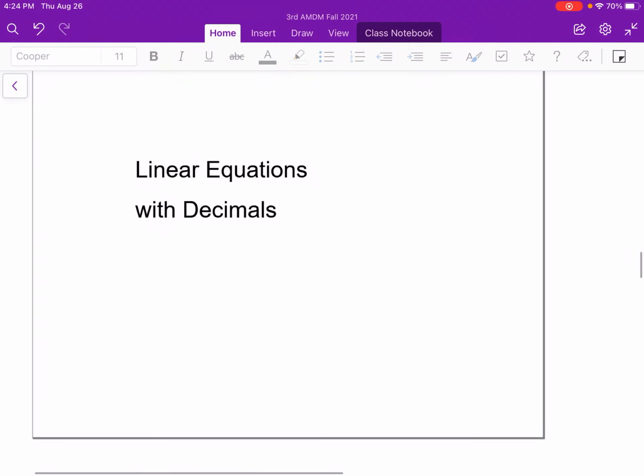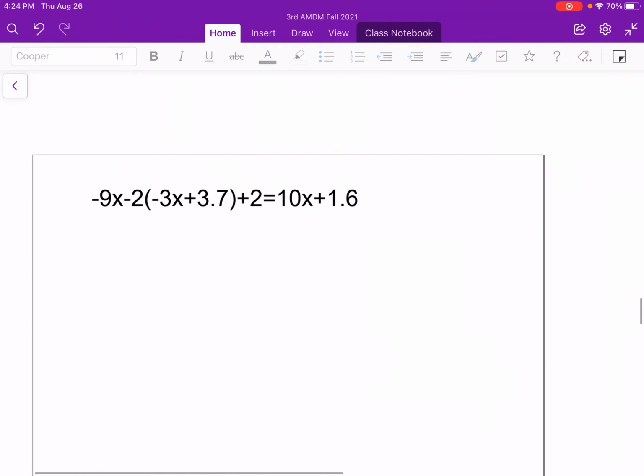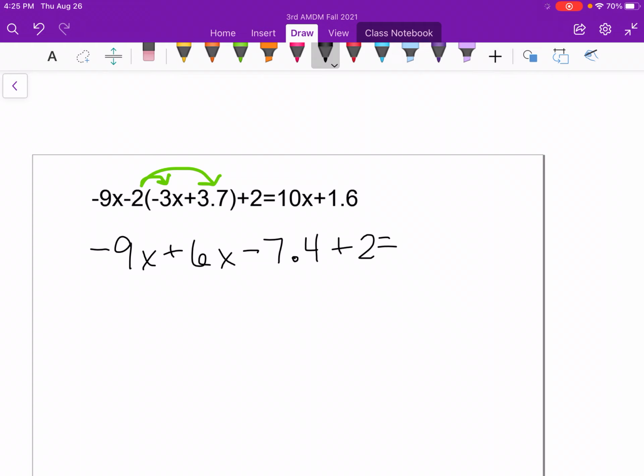Linear equations with decimals are really similar. You can start out by distributing. So, for example, in this first one, I would distribute this -2, and I would have negative 9x plus 6x minus 3.7 times 2 is 7.4 plus 2 equals 10x plus 1.6.